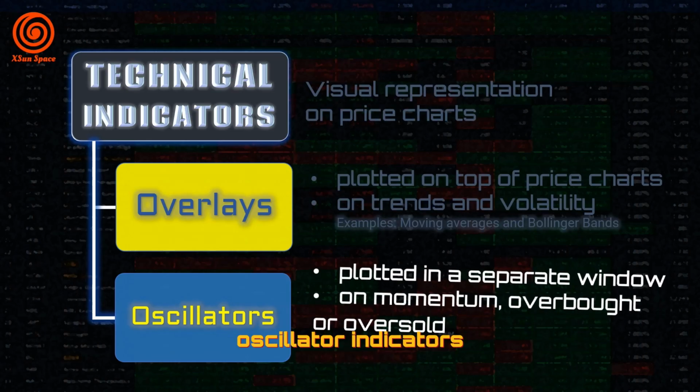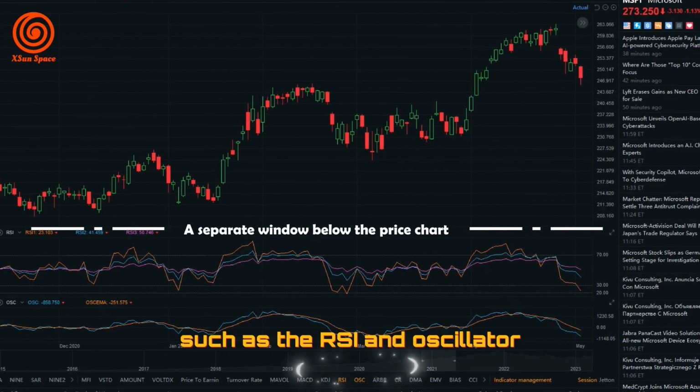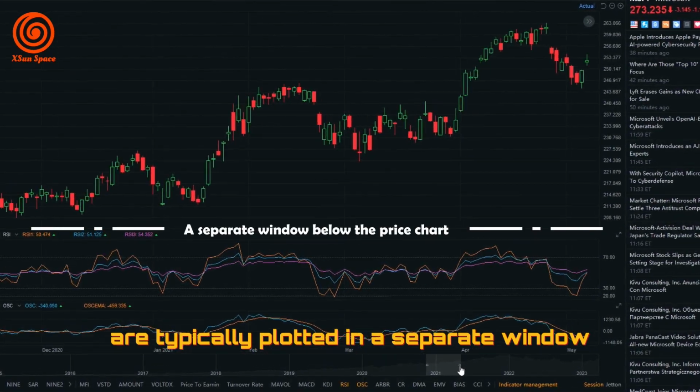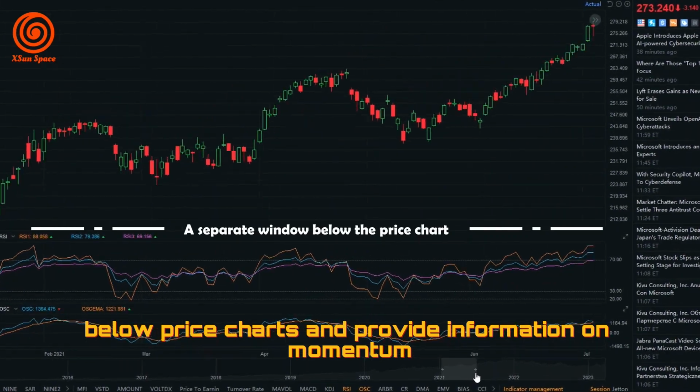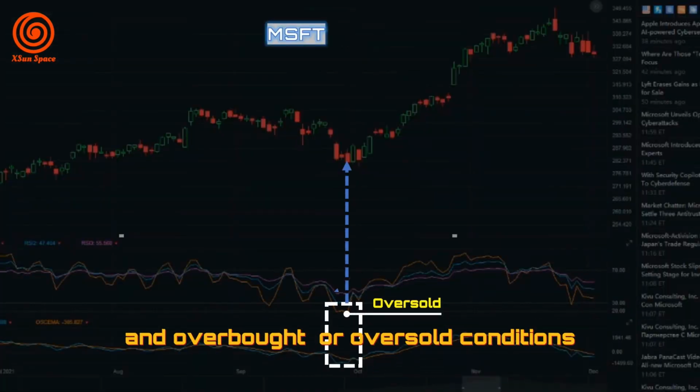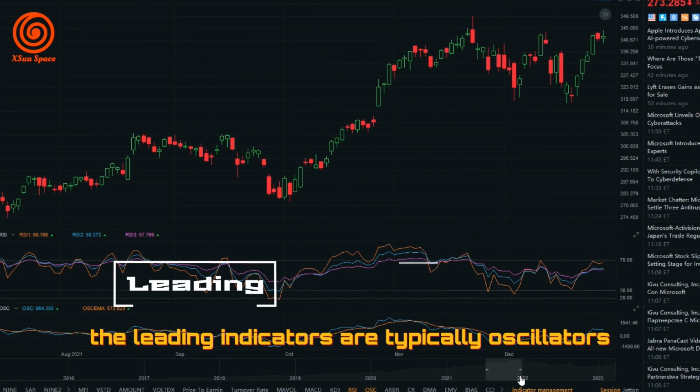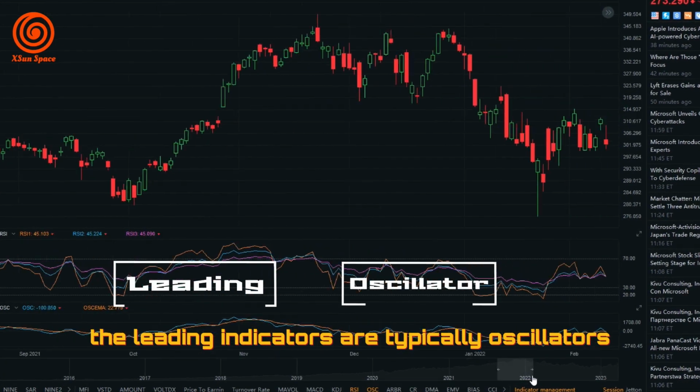Oscillator indicators, such as the RSI oscillator, are typically plotted in a separate window below price charts and provide information on momentum in overbought or oversold conditions. The leading indicators are typically oscillators.